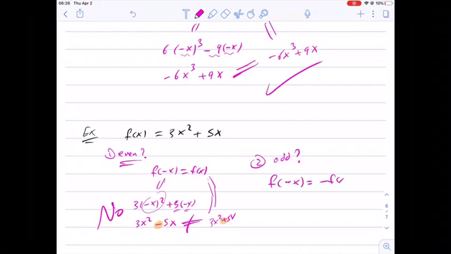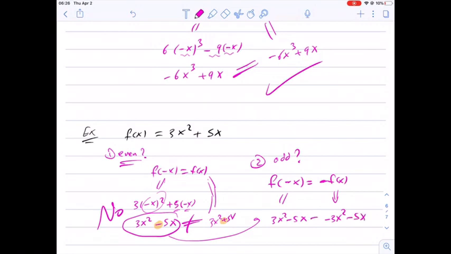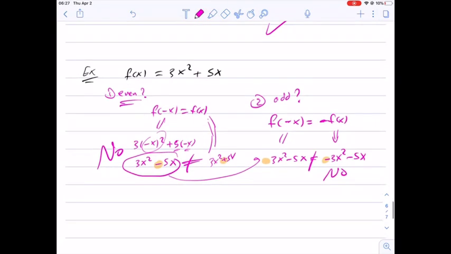If it's odd, then f of negative x is negative f of x. So substituting negative x, we already did that here. So we got 3x squared minus 5x. What about the right hand side? We just multiply the function by a negative sign, and as we can see, those are not equal because the sign here is positive, the sign here is negative. So the answer here is no. This function is neither odd nor even.